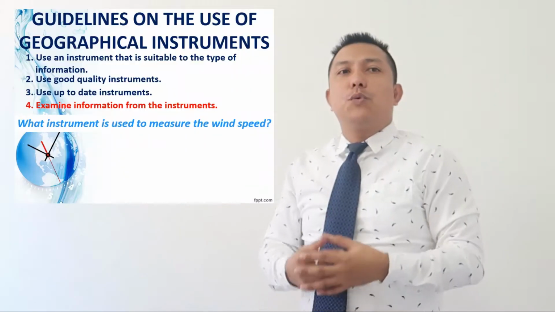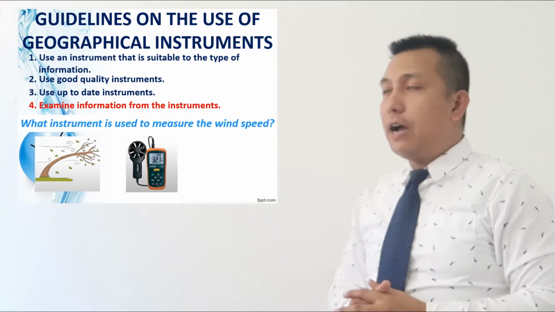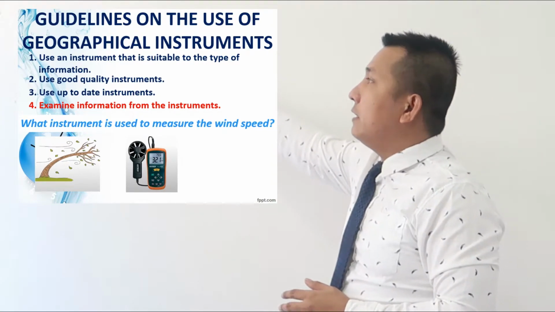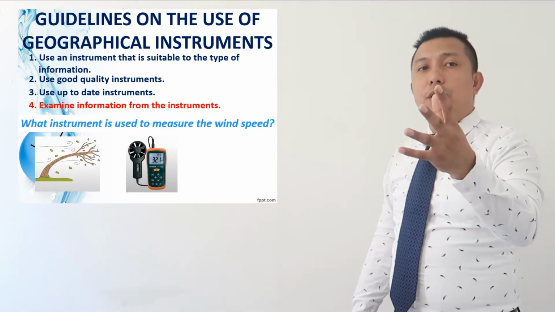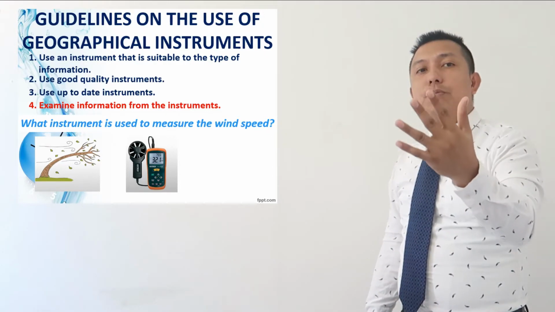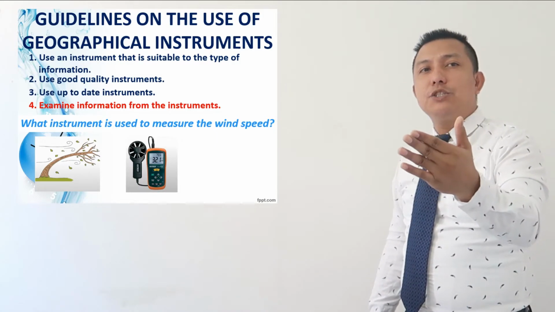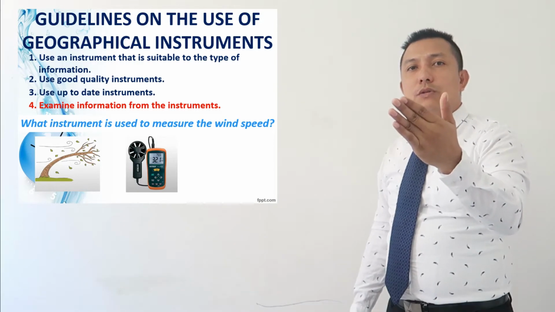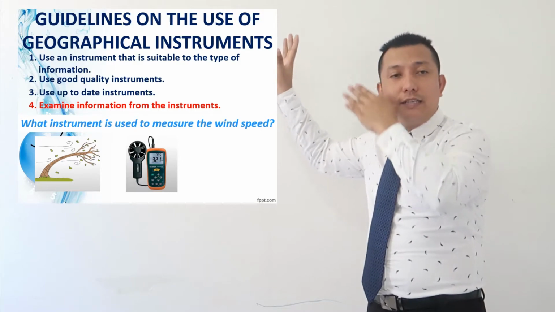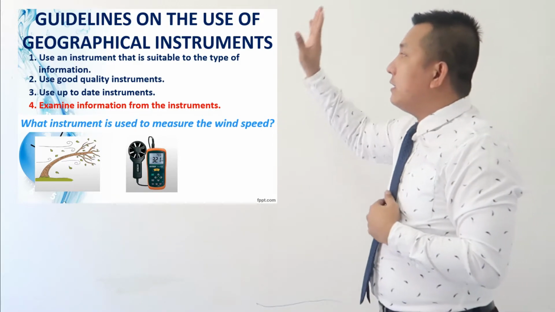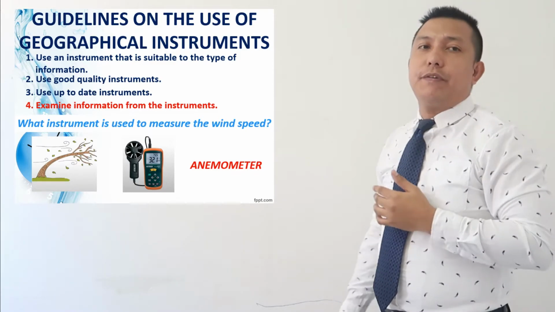I have a question. What instrument is used to measure the wind speed? I will show you this picture here. This is the tree, this is the wind. The tree is hit by the wind. Because we are looking for the speed, the measurement of the speed, what geographical instrument do we need to use? So the answer is yes. Nice, very perfect. The answer is anemometer. Repeat after me. Anemometer. Perfect.